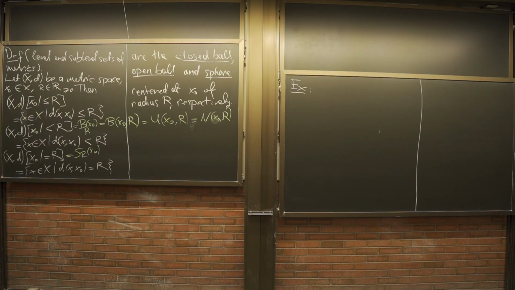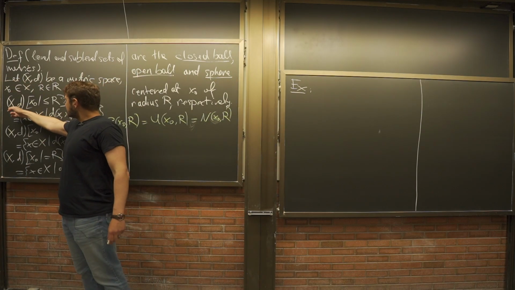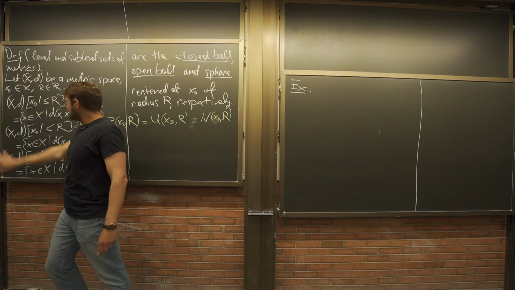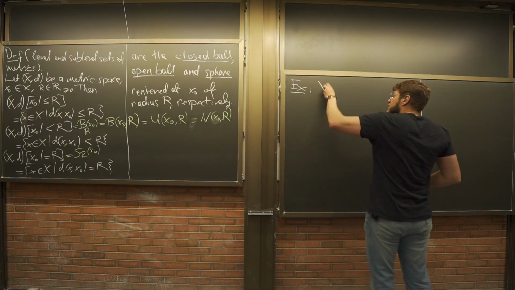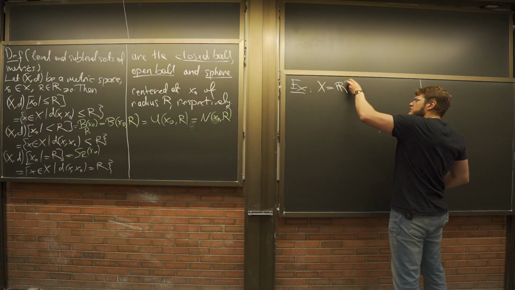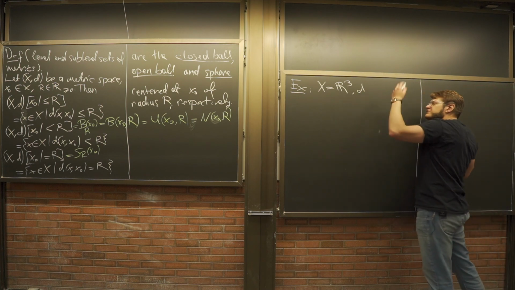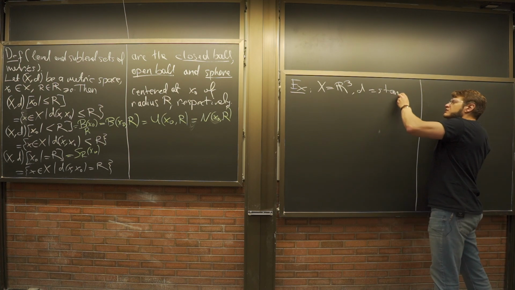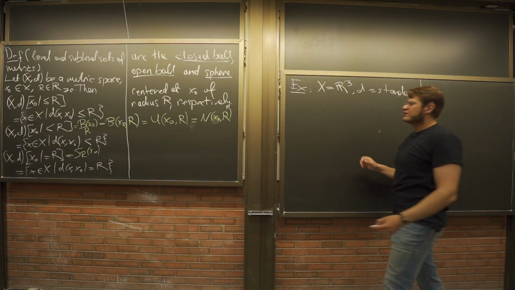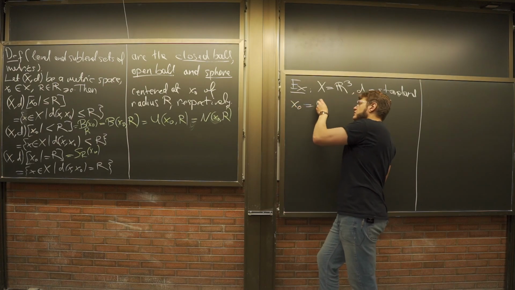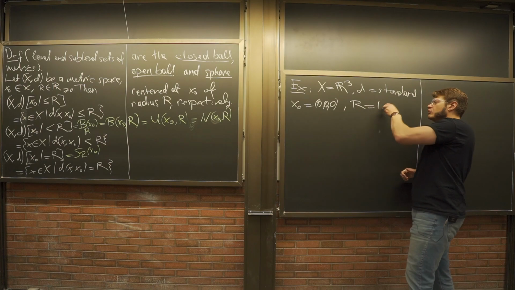Okay, so let's look at some examples. I should mention one thing. If the context is clear, that is to say, if the ambient space is clear, I'm going to drop this, and I'm just going to write this bracket. So for instance, if X were, well, R^3, let's say, with this standard Euclidean metric. Let's say x0 is the origin. And let's say that r is 1.